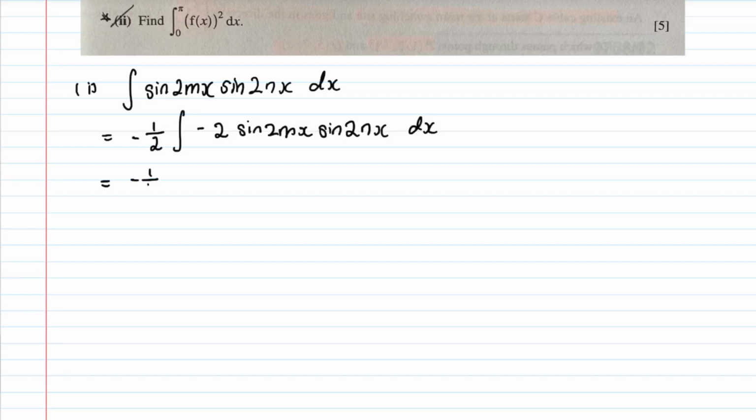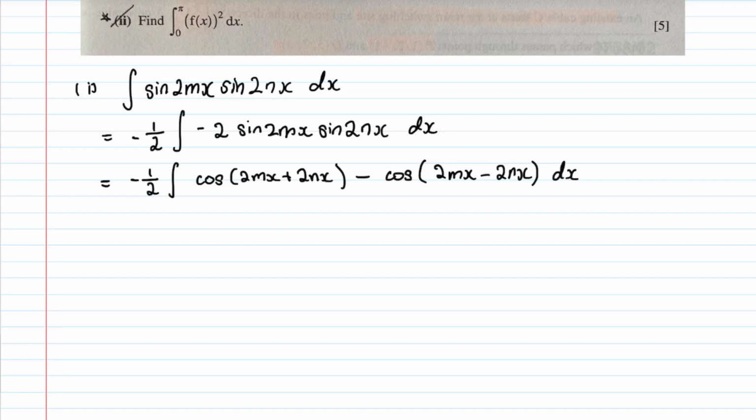We're going to leave the negative half over there, but everything inside will be replaced. So your formula will go cosine 2mx plus 2nx, and then after that your formula will have you do a minus, so it will be minus cosine 2mx minus 2nx. Sorry, there's no bracket here. And then dx. That's all.